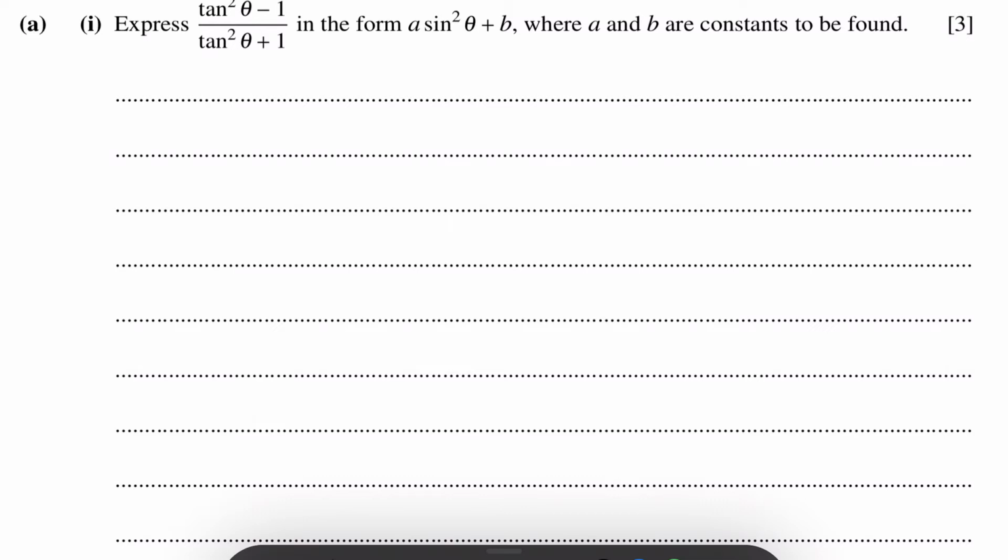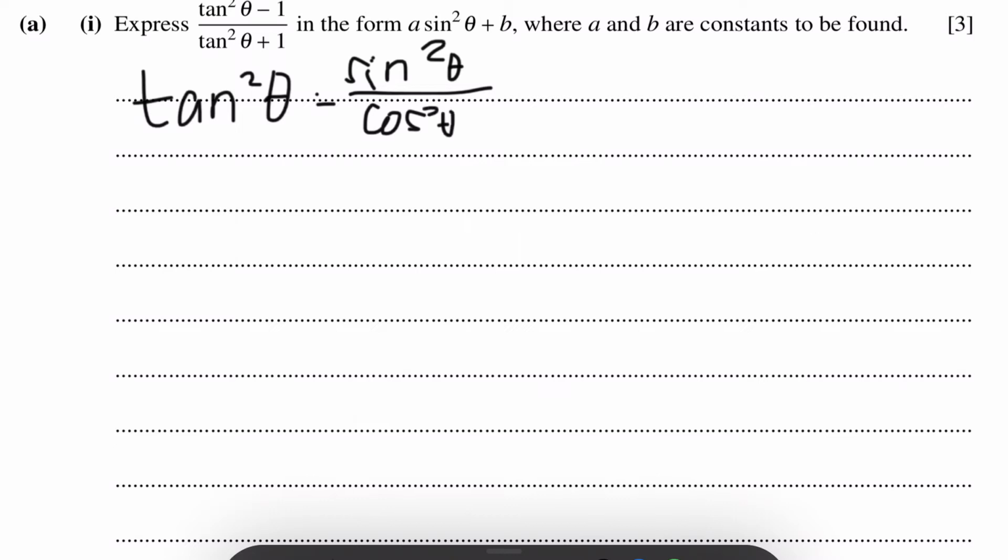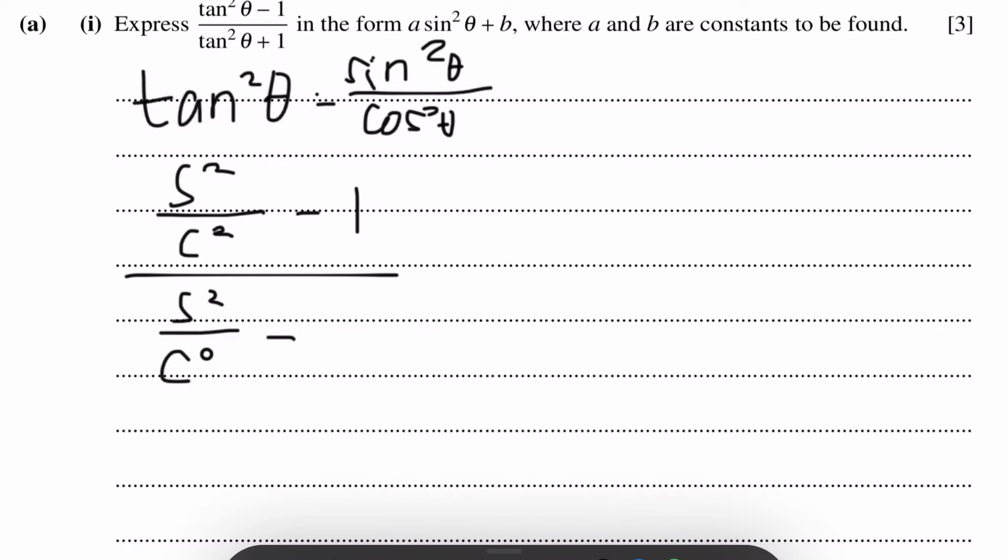Express that in the form of a sine squared theta plus b, where a and b are constants to be found. What you want to do first is to substitute the tangent squared theta with sine squared theta divided by cosine squared theta. This will give you sine squared divided by cos squared minus 1 divided by sine squared divided by cos squared plus 1.